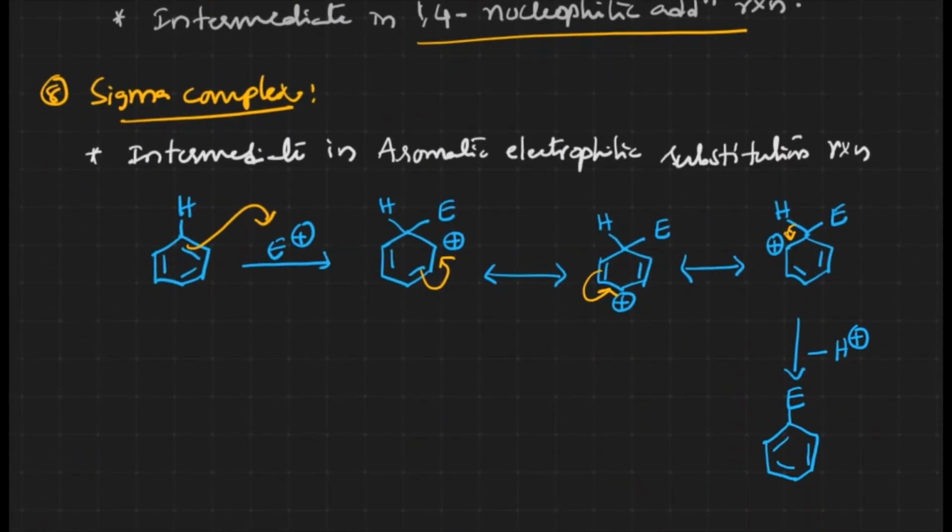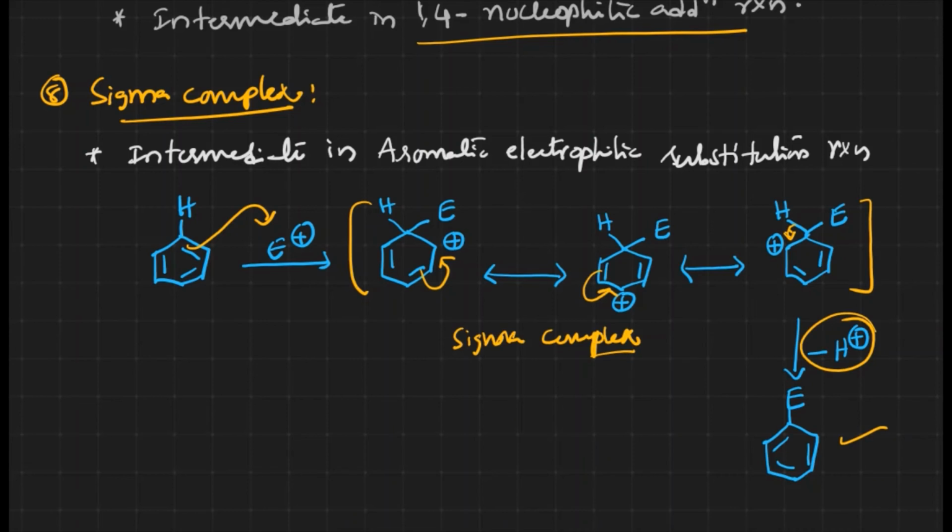Now let us see the sigma complex, right? Sigma complexes are examples in aromatic electrophilic substitution reactions. This reaction takes place in 3 steps: formation of the electrophile, formation of the sigma complex, and elimination of a proton. Now when the benzene ring attacks the electrophile, after attacking, what happens? To stabilize the carbocation, delocalization takes place. These three resonating structures are known as the sigma complex, and in the final step, elimination of the proton and formation of the substituted product takes place.